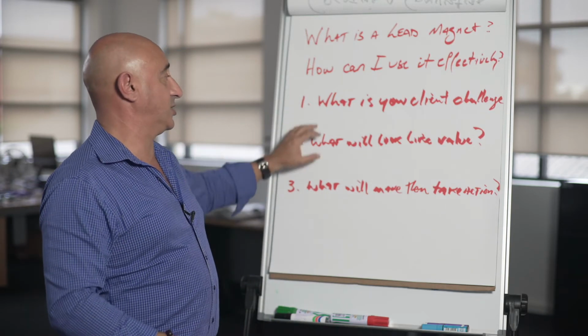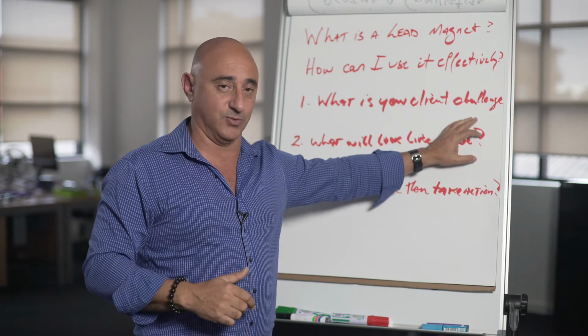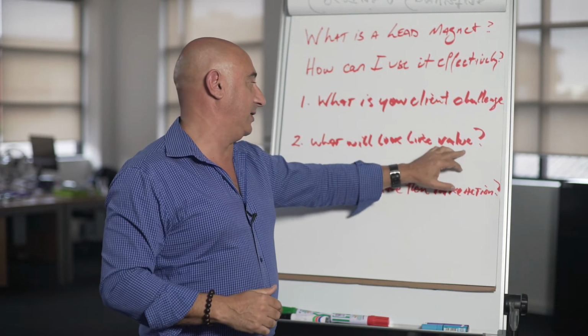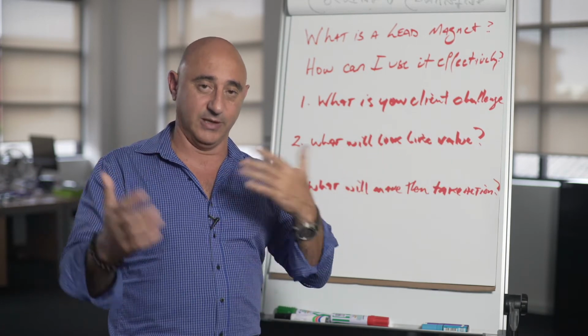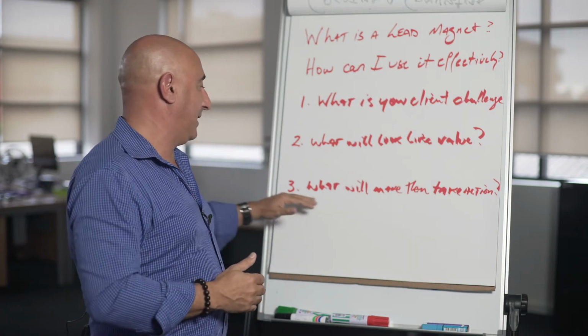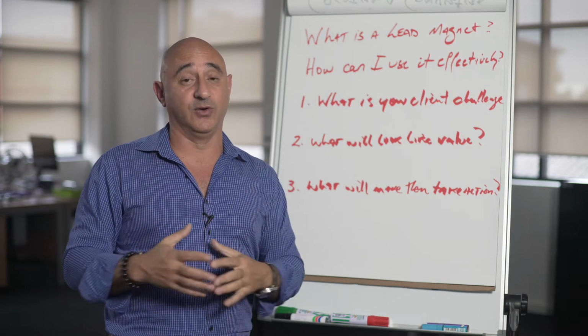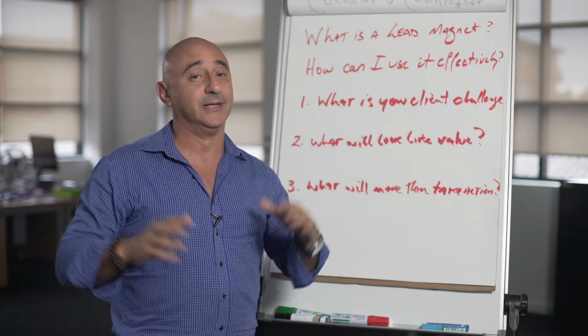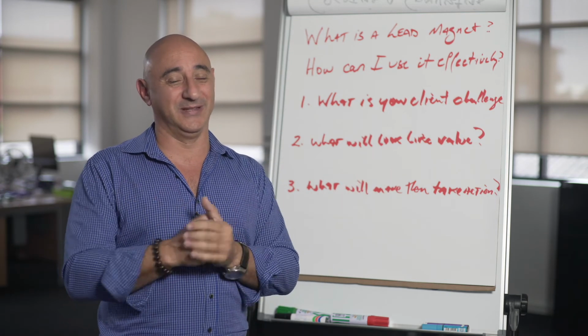Now, here are 3 questions. What is your client's challenge? So you can design a lead magnet towards that. Number 2, what is going to look like value? Well, it needs to look like value, so people know it's good and they're not being blasé about it. And number 3, what's going to make them take action? If it's of good value and all of these 3 are in line, I guarantee you that they're going to take action.